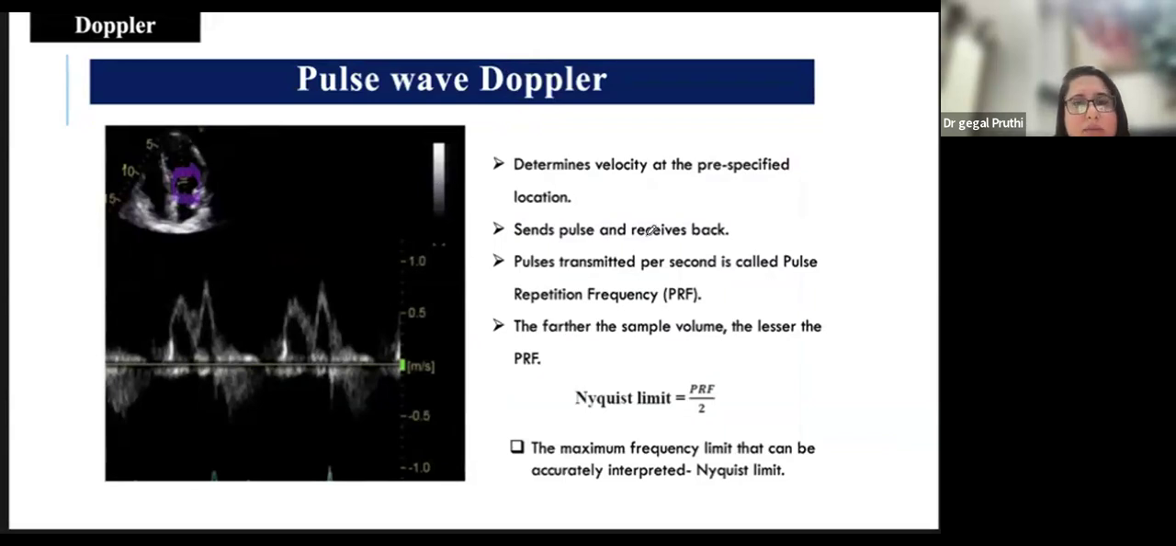As there is only one crystal in pulse wave Doppler, this one crystal both sends the pulse and receives it back. What is pulse repetition frequency? The pulses transmitted per second are called the pulse repetition frequency. And the Nyquist limit is the maximum frequency limit that can be accurately interpreted. The Nyquist limit is half of the pulse repetition frequency.